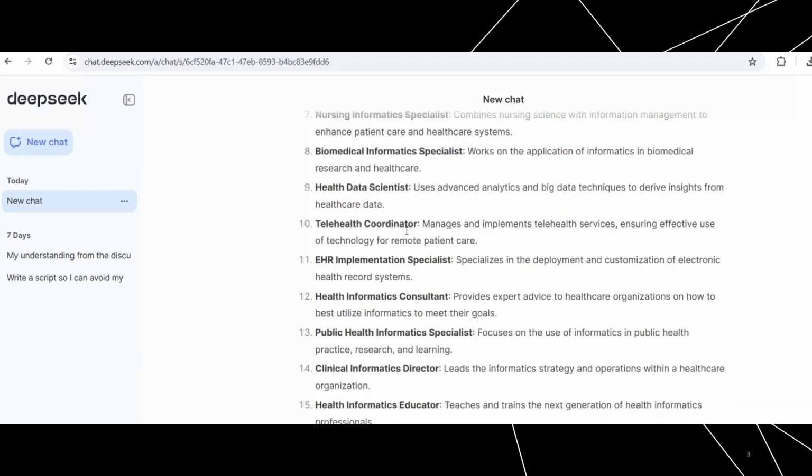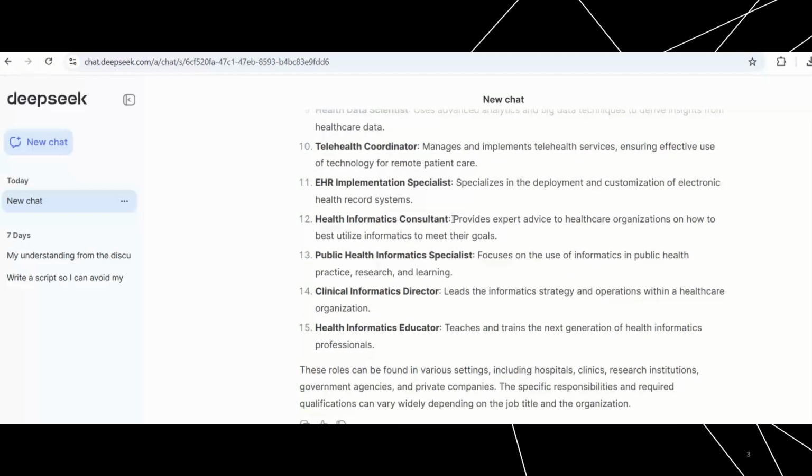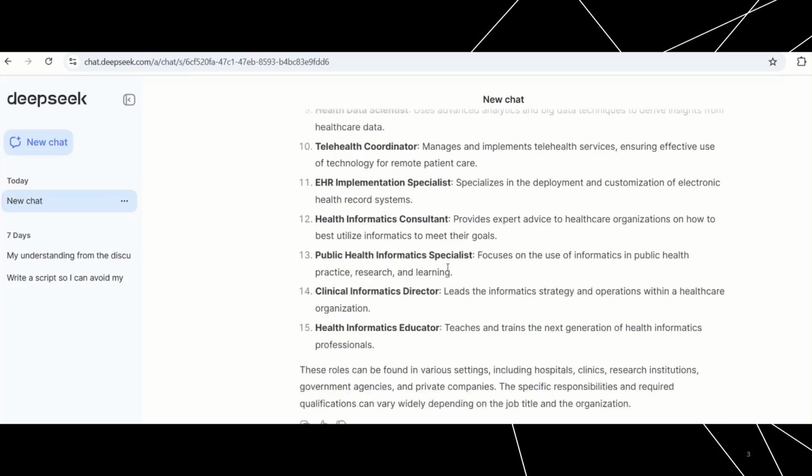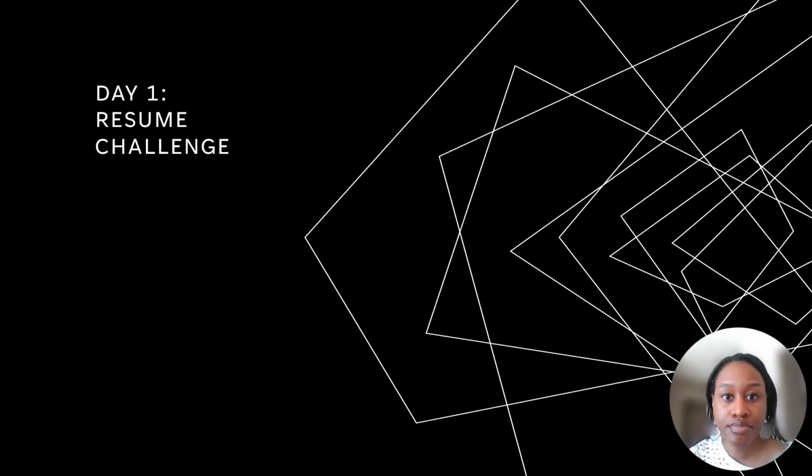So looking for roles that start out as an analyst, a healthcare analyst, a clinical analyst would be great starting roles to start searching for in LinkedIn and Indeed. You can see from using AI tools like DeepSeek and ChatGPT, they give you a sense of some of the common job titles in this field.